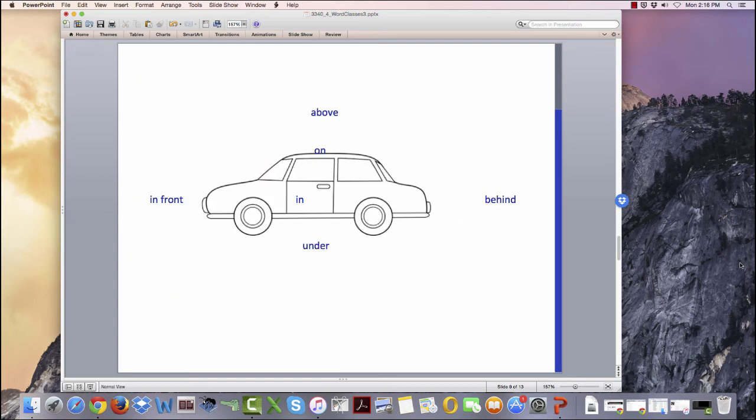I remember when I was in elementary school, to remember prepositions, we would draw a car on our piece of paper and then write all of the words that we could think about in relation to the car, such as on the car, in the car, under the car, behind the car, in front of the car. All of those are prepositions. All of those are showing a location relationship. So any word that you could put on this image, those would be prepositions.